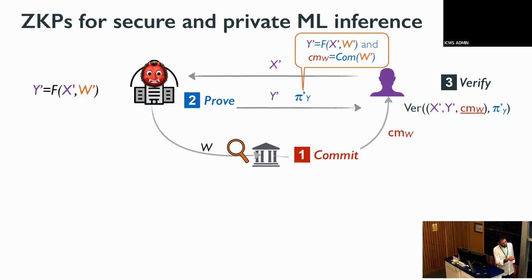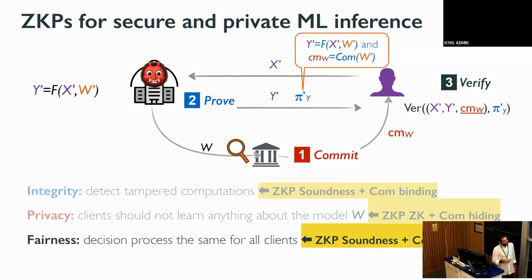this proof essentially should say something like this. It should say that Y prime is f of X prime, W prime, and W prime opens the commitment. But we know that the zero knowledge proof is sound and the commitment is binding, so you cannot open the commitment to a different W prime. Or if you open the commitment to the same W, then you have to cheat in this branch of the proof.